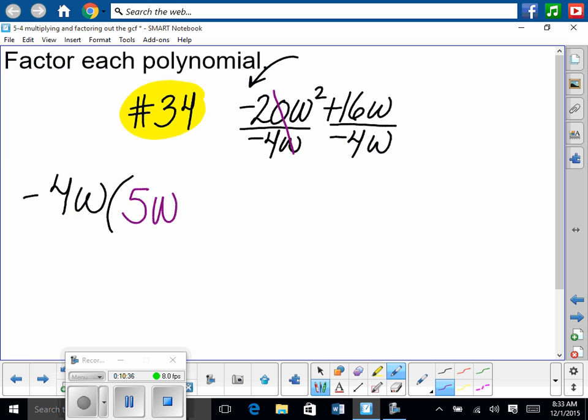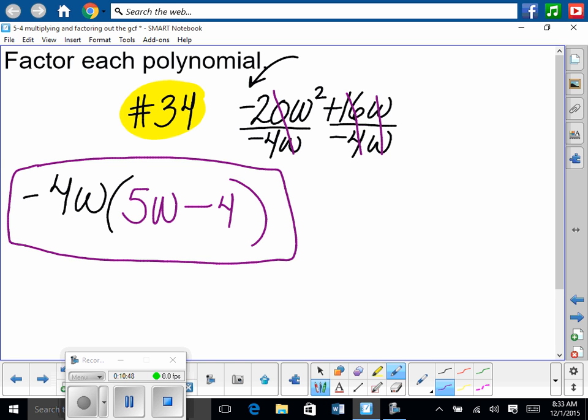And then it is minus, right? Because a positive divided by a negative is a negative. So minus 4, and then w divided by w is a 1. So 4 times 1 is just 4. Right? Okay.